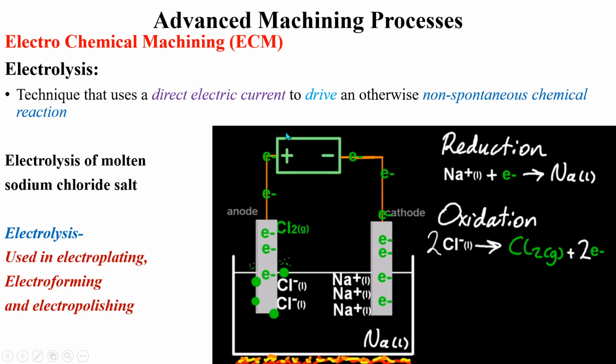We know that in the battery, the electrons flow from the negative terminal to the positive terminal. So what will happen is that these electrons start to flow from the negative terminal to the cathode material, and there will be a certain accumulation of these free electrons on the cathode. Here the electrolyte is the molten sodium chloride salt, which contains the positive sodium ions and negatively charged chlorine ions.